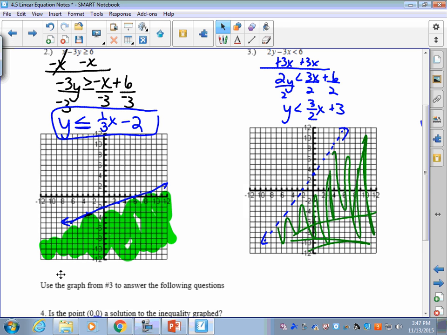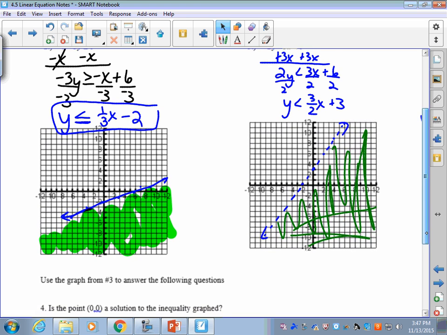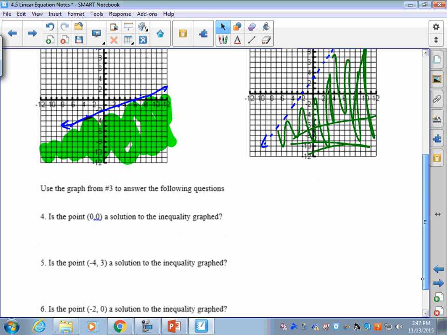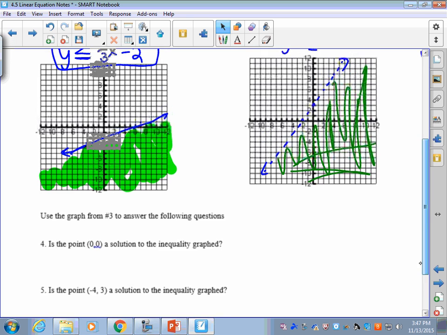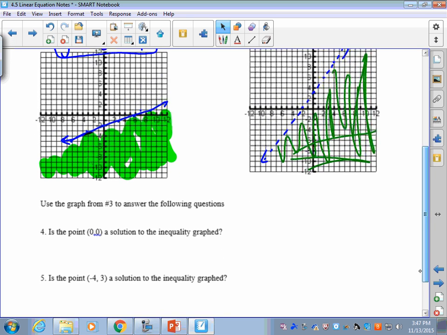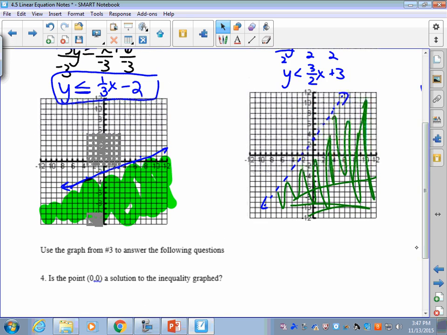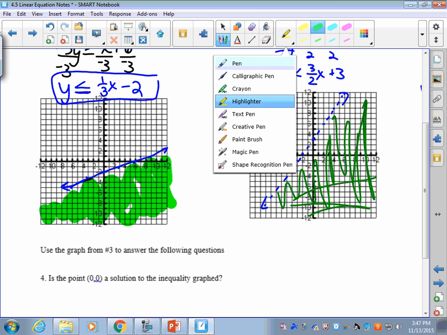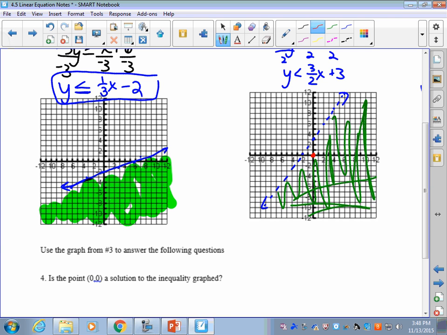All right, let's see. I checked your graph and you had the following. We had a dotted line because we had just a less than symbol, and because it's less than, we're shading below. I checked and the majority of you had that. That's good. So we're going to use the graph from number 3 to answer the following questions. Is the point 0, 0 a solution to the inequality of the graph? I just look at the graph and check to see if that point 0, 0 is in the shaded region, and it is. That would be part of the shaded region. So number 4 is yes.